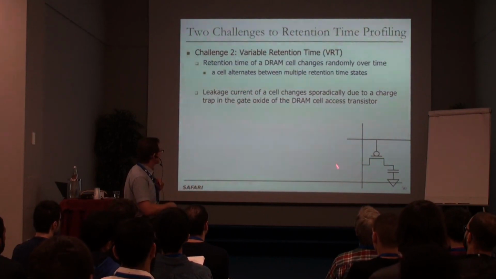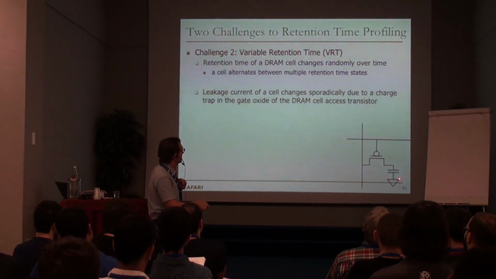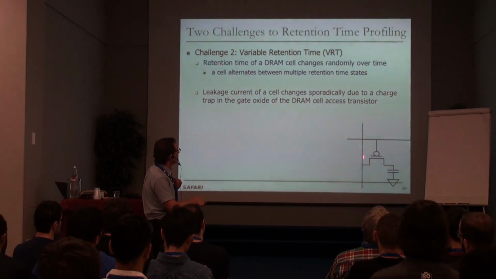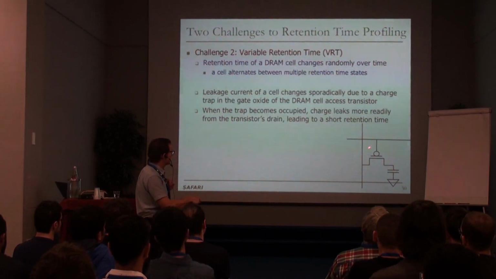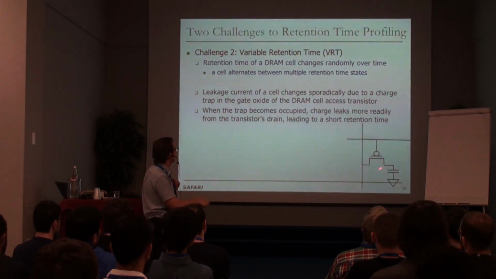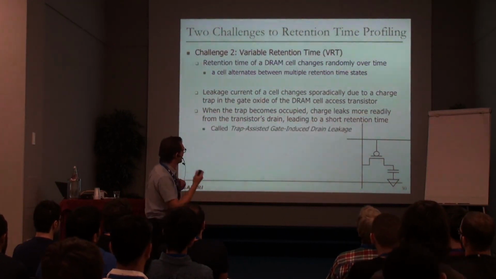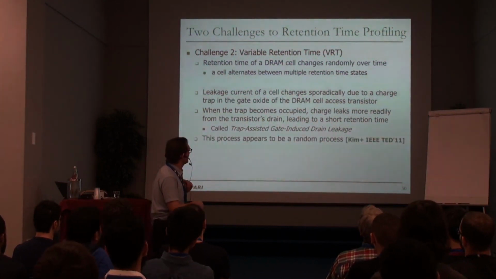The reason it happens is because you have charge leaks from this capacitor, and the leakage current over here changes sporadically, because charge gets trapped in this access transistor sometimes. As I said earlier, when this trap over here becomes occupied, charge leaks much faster from the capacitor through the access transistor's drain, and it leads to short retention time. And as I said earlier, this is called trap-assisted gate-induced drain leakage. And it appears to be a random process.